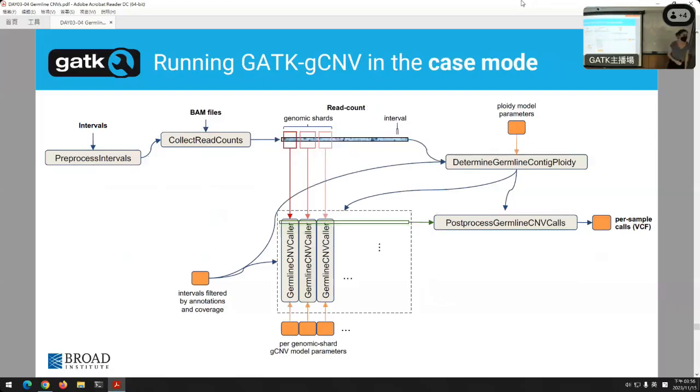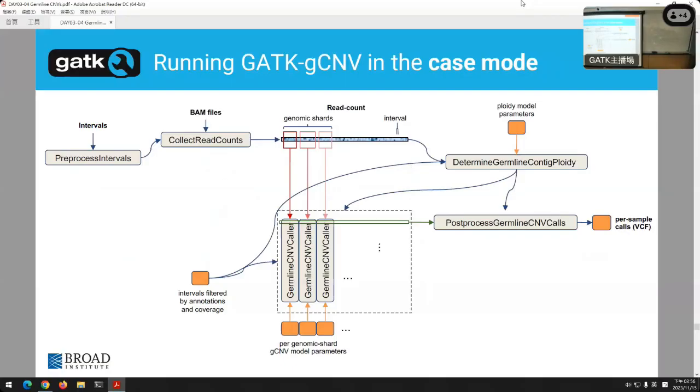And it's a little bit simpler. So let's just run through it. We still need to collect read counts in our new sample. And we still need to determine germline contiguity. But then we can use the pre-filtered intervals and the pre-trained GCNV model to estimate copy number in our new sample, and then produce CNV calls for our new sample.